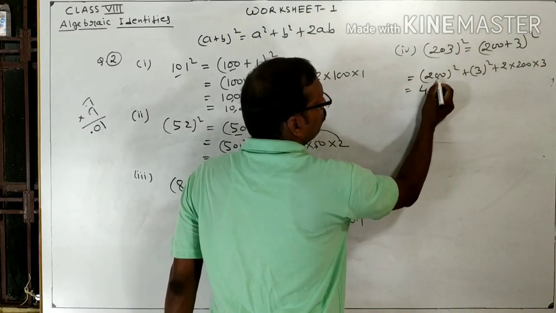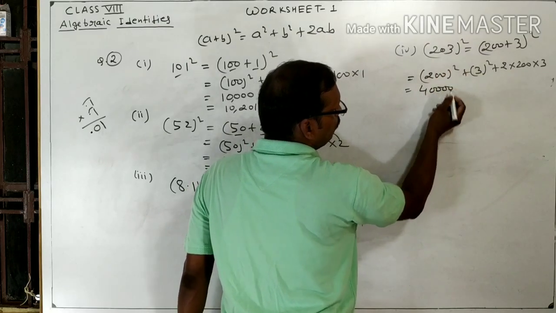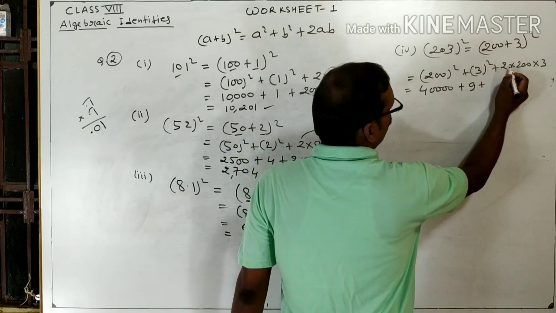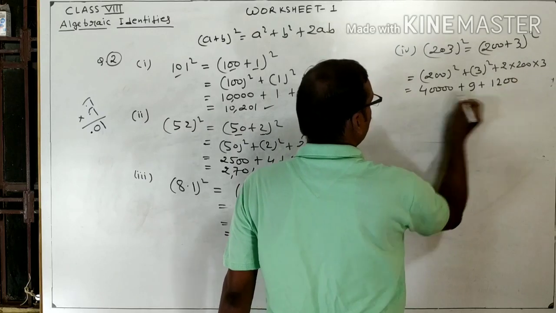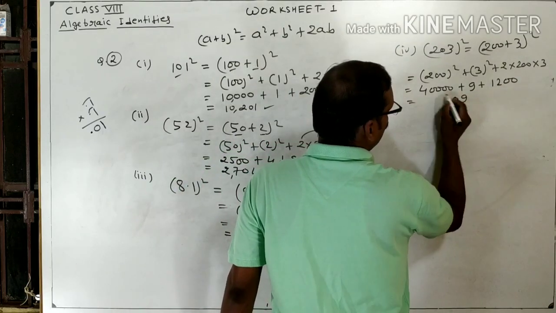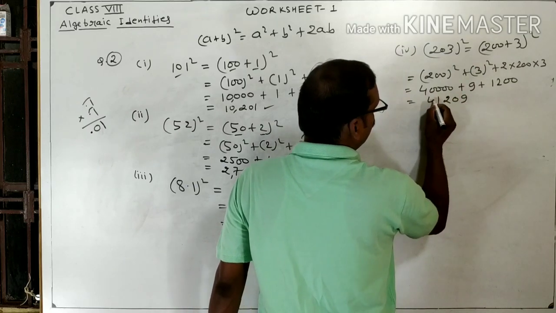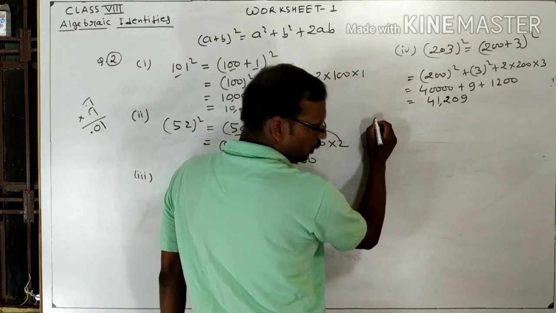2 square is 4, and for the square of double zero we put 4 zeros after 4. 3 square 9, plus 2 2 4 3, 1200. Now add this: 41,209 plus 1200 gives 41,209. This is the required answer.